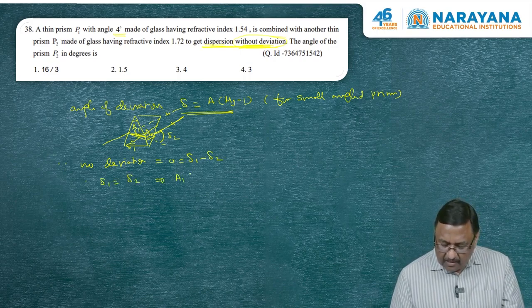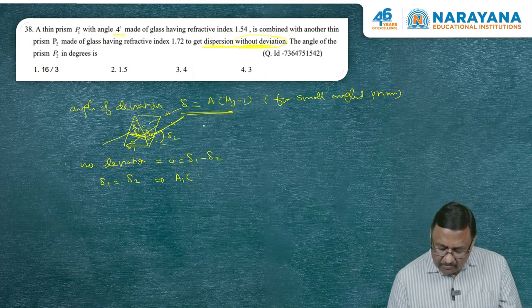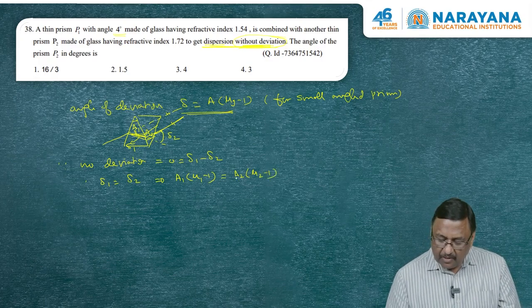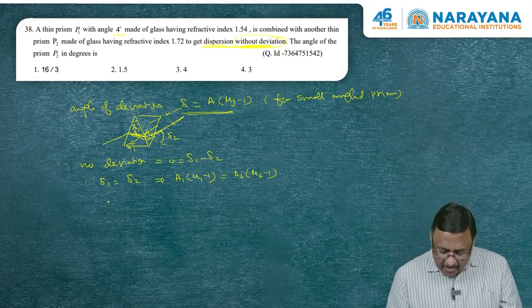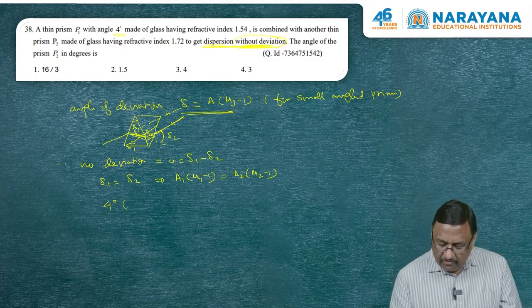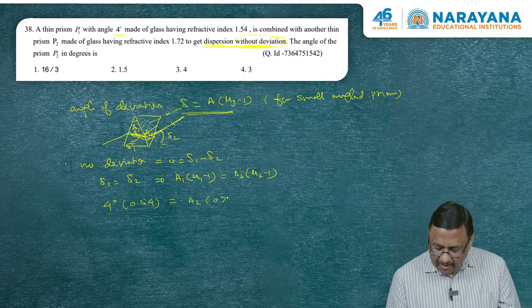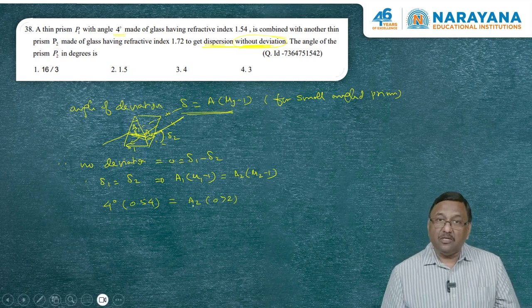What we can say, it is A1 into mu y minus 1. So I am writing it here. So A1 into mu of the first minus 1 is equal to A2 into mu of second minus 1. First prism has given to be 4 degree. Mu 1 minus 1 is going to be 0.54, 1.54 minus 1. So I can write directly 0.54. I can write A2, second is given to be 0.72. So I can write directly again 1.72 minus 1 is 0.72.